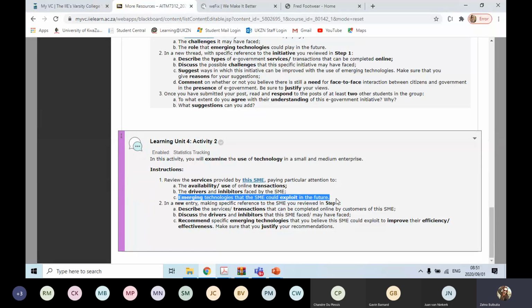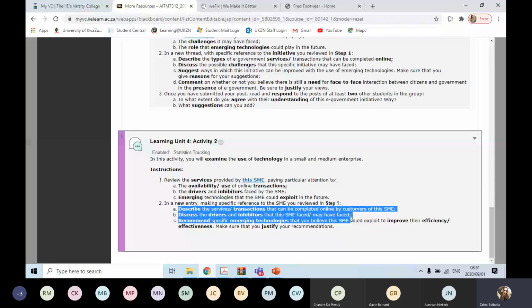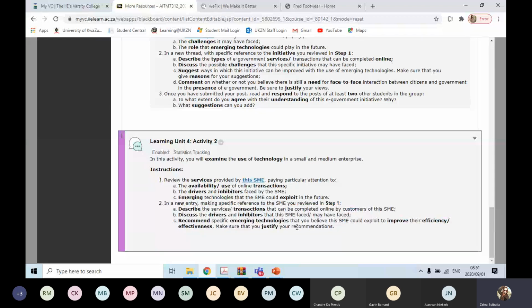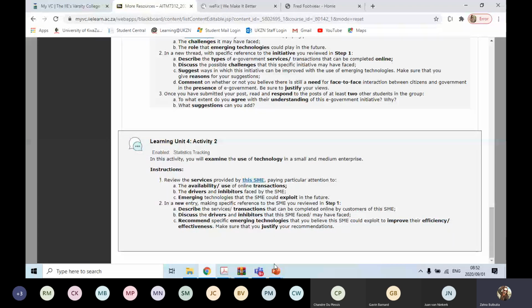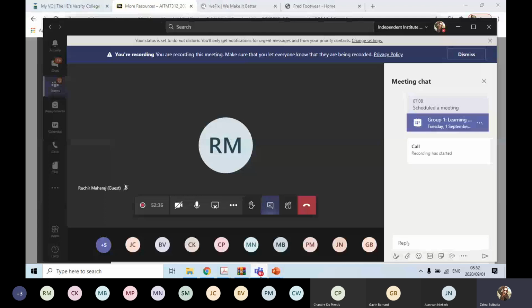Emerging technologies that the SME could exploit in the future. So basically, you're going to click on this, create a thread, and describe the services and transactions that can be completed by customers, discuss the drivers and inhibitors, and recommend specific emerging technologies that you believe the SME could exploit to improve their efficiency and effectiveness. So, should I give you guys 20 minutes to do that? Yeah, we should be good. Okay, cool. So 20 minutes and we will then discuss.